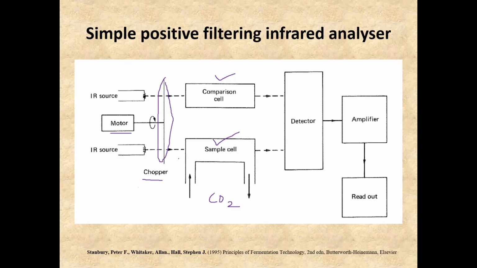How much radiation is absorbed depends on the concentration of CO2 in the sample. There's an amplifier and a readout. This will tell you the concentration of carbon dioxide in your inlet and exhaust gas.